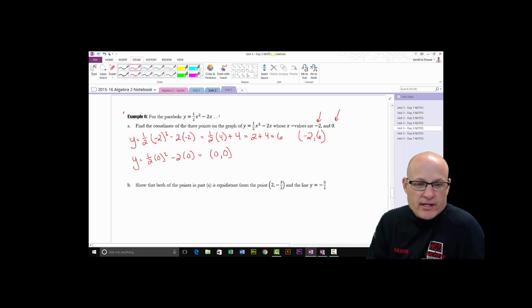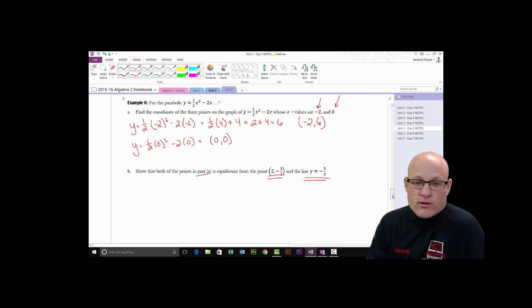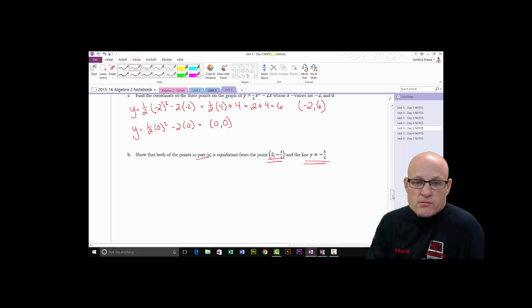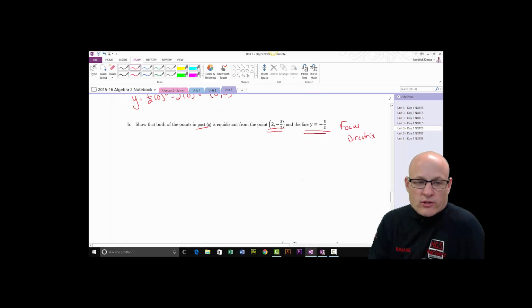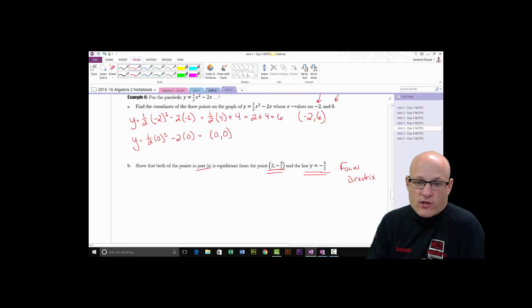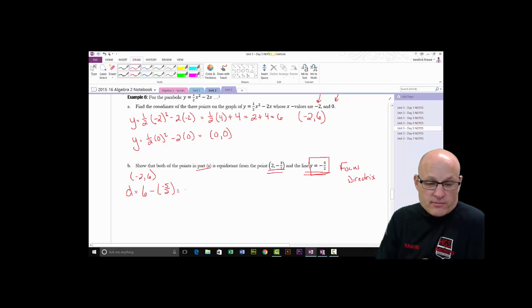Show that the points in part A are equal distance from this point and the line y equals -5/2. So what we're trying to do is see that these are the focus and the directrix. So we got a little work to do. We'll do the easy one first. We're going to do it from the line here, because all I have to do for this one is subtract the y. So let's work on the point -2, 6. The distance is equal to 6 minus -5/2.